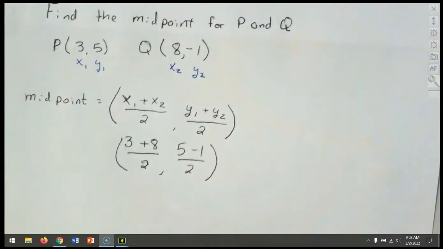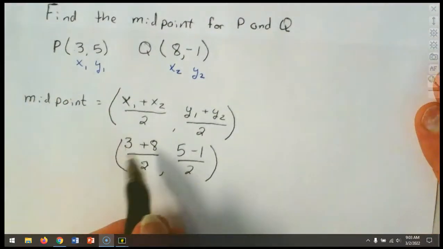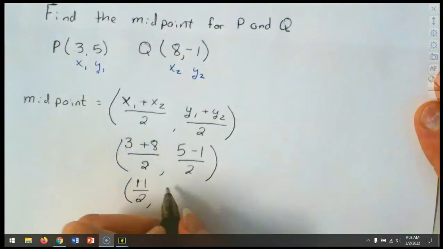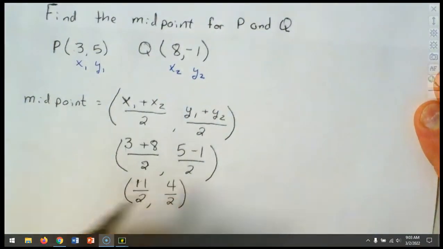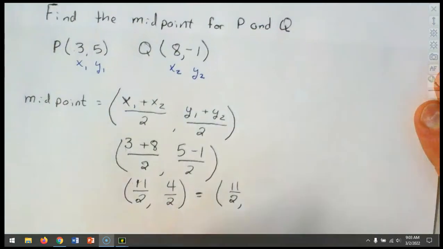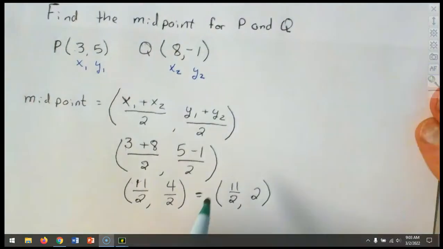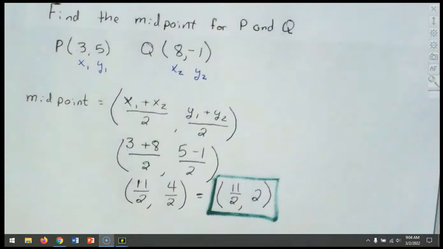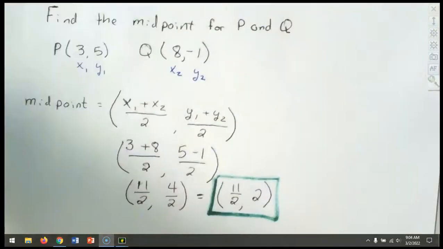Now we evaluate them down. So 3 plus 8, that's 11 over 2. 5 minus 1 is a 4 over 2. Break down your fractions if you can. So that's going to then break down into 11 over 2. And 4 divided by 2 is a 2. Pretty simple. All you need to do is just plug the values into your formula.